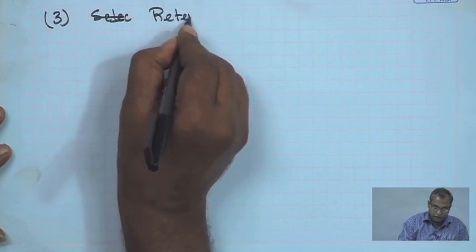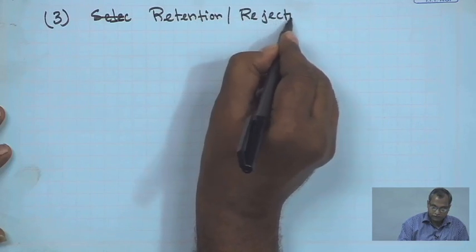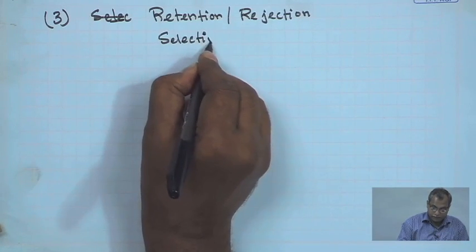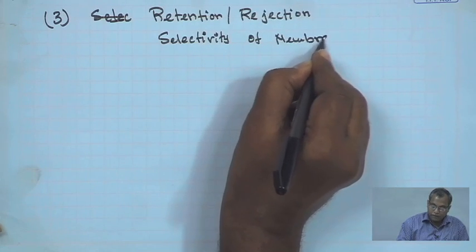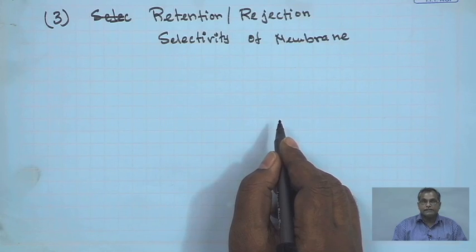Retention or rejection, sometimes called solute rejection or solute retention, gives the selectivity of the membrane. So, both permeability and membrane rejection are important properties. Membrane permeability indicates how porous my membrane is. Selectivity, that is rejection or retention, shows how selective my membrane is. The first one is related to the throughput of the process. The second one is related to the extent of separation that can be achieved by this membrane.